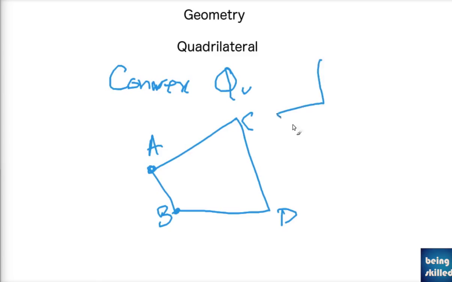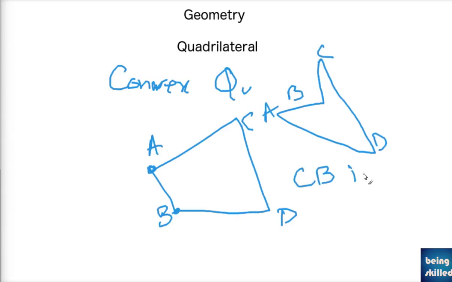While in the case of this polygon, if you have A, B, C, D, then CB is on the opposite side of AD. Therefore, it is not a convex quadrilateral. Or AB is on the opposite side of CD. Also, you can remember that all the interior angles are less than 180 degrees, while in the case of a non-convex quadrilateral, this angle will be greater than 180 degrees.